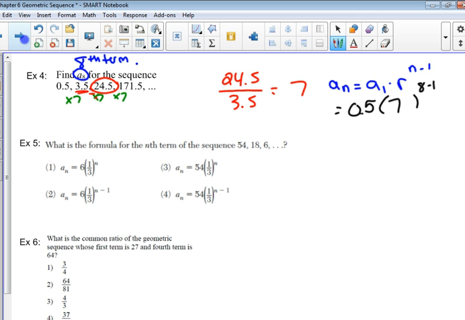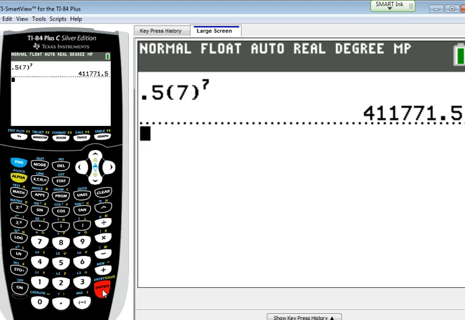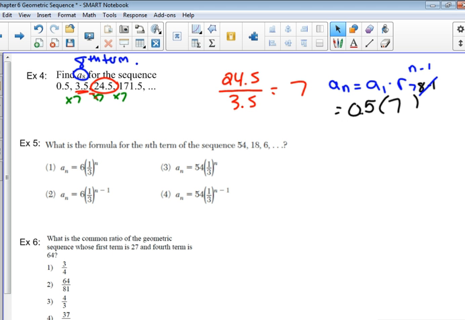Okay, let's figure out what this is going to be. Try it out. Make sure we simplify the exponent first, like Nick was saying. Make that 8 minus 1 is 7. Okay. Then watch your PEMDAS. Did we get, yeah? It's 411,771.5.